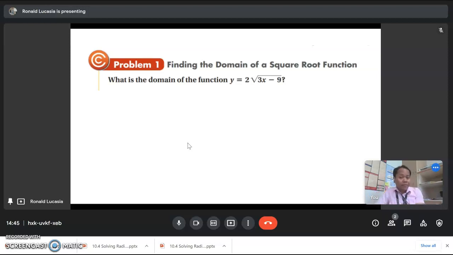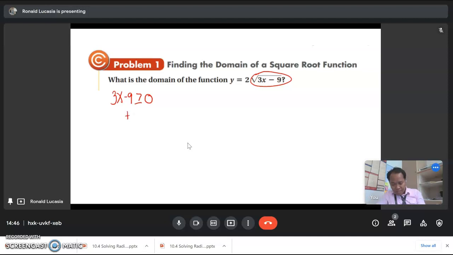We don't care whatever variable or expression is outside the radical sign. We are only concerned with what's inside the radical sign, because the value inside the radical sign must be greater than or equal to 0. So 3x minus 9 should be greater than or equal to 0. Again, we don't care about the value or expression outside the radical sign. We are only concerned about what's inside it.